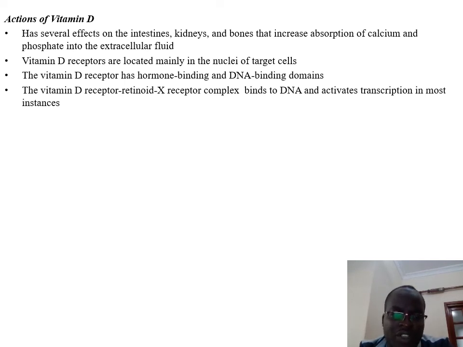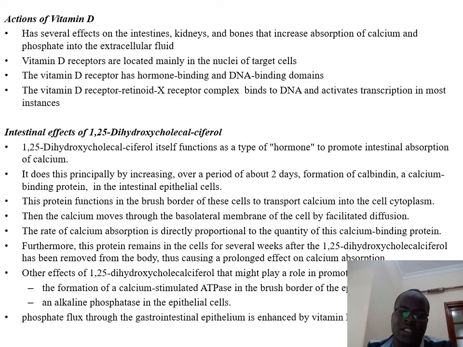The vitamin D receptor retinoid X receptor complex binds to the DNA and activates transcription in most instances. So transcription of DNA into messenger RNA that will go to the ribosomes for protein synthesis. And these proteins could be enzymes that are involved in transportation of ions, or proteins that are also involved in binding to ions and transporting them. So calcium-binding proteins will increase, and the ATPase that will break down ATP to transport calcium and phosphates against the concentration gradient will also increase.